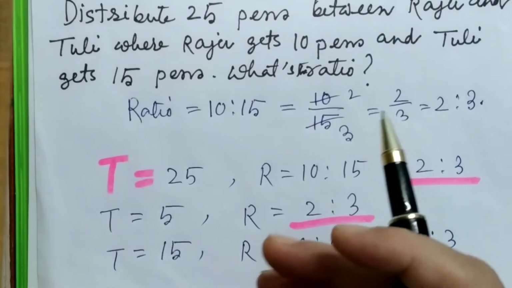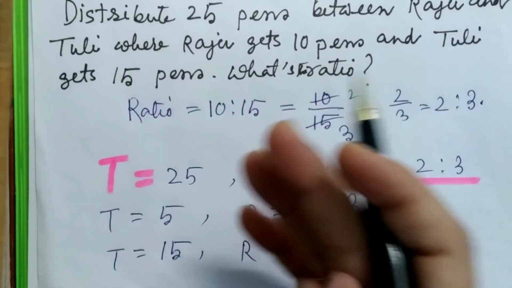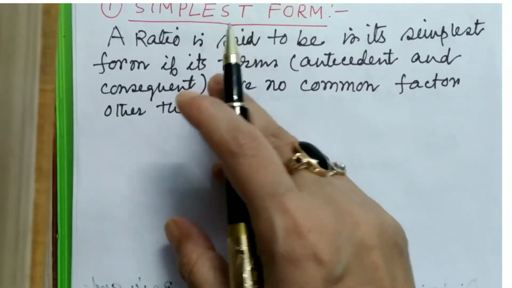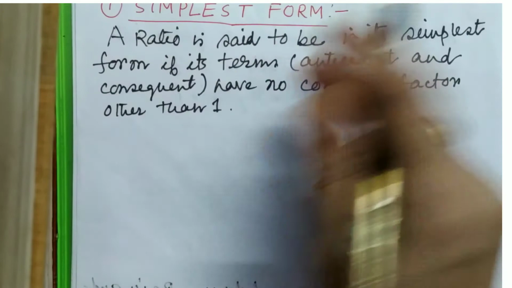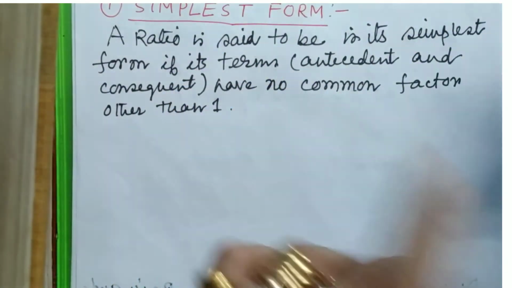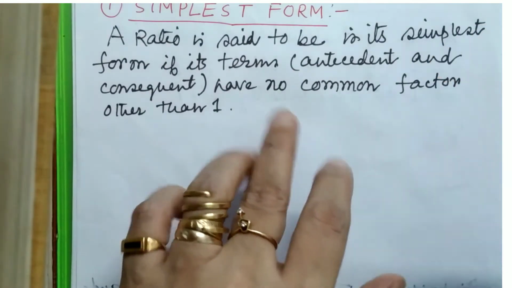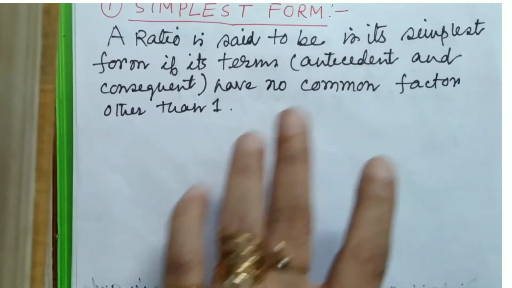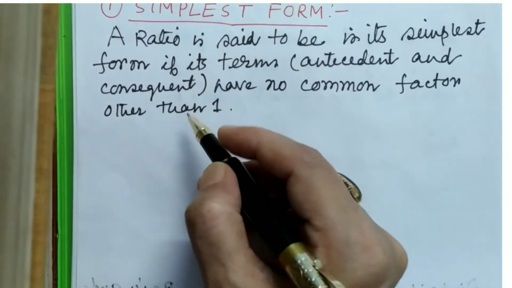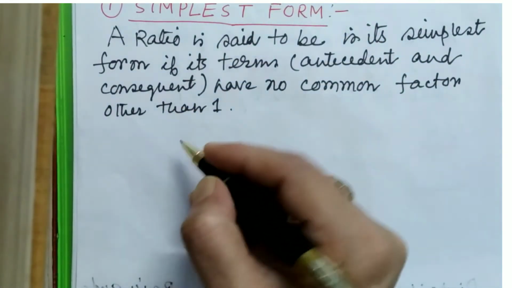So let's move on to the next step. Let me describe some terms related to ratio. Number 1 is simplest form. A ratio is said to be in its simplest form if its terms, that means the two terms, antecedent and consequent, have no common factor other than 1. Let me take an example.